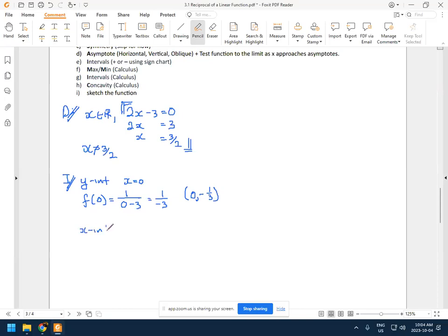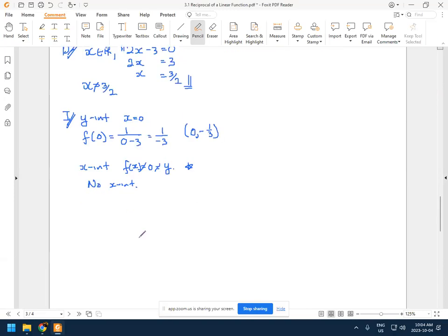What about the x-intercept? In other words, f of x is equal to 0. y equals 0, right? Is that possible? No. Good, thank you. The numerator is a 1, which means y cannot be a 0. So you might want to keep that in the back burner because that's going to be your asymptote. Okay? So no x-intercepts.